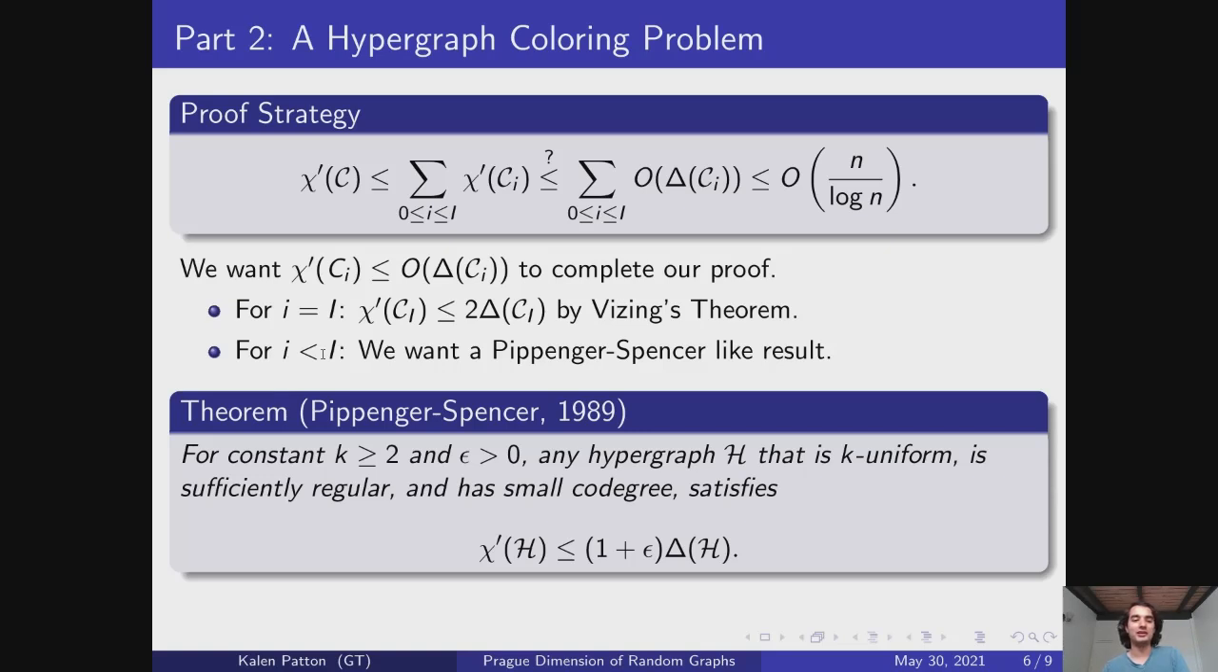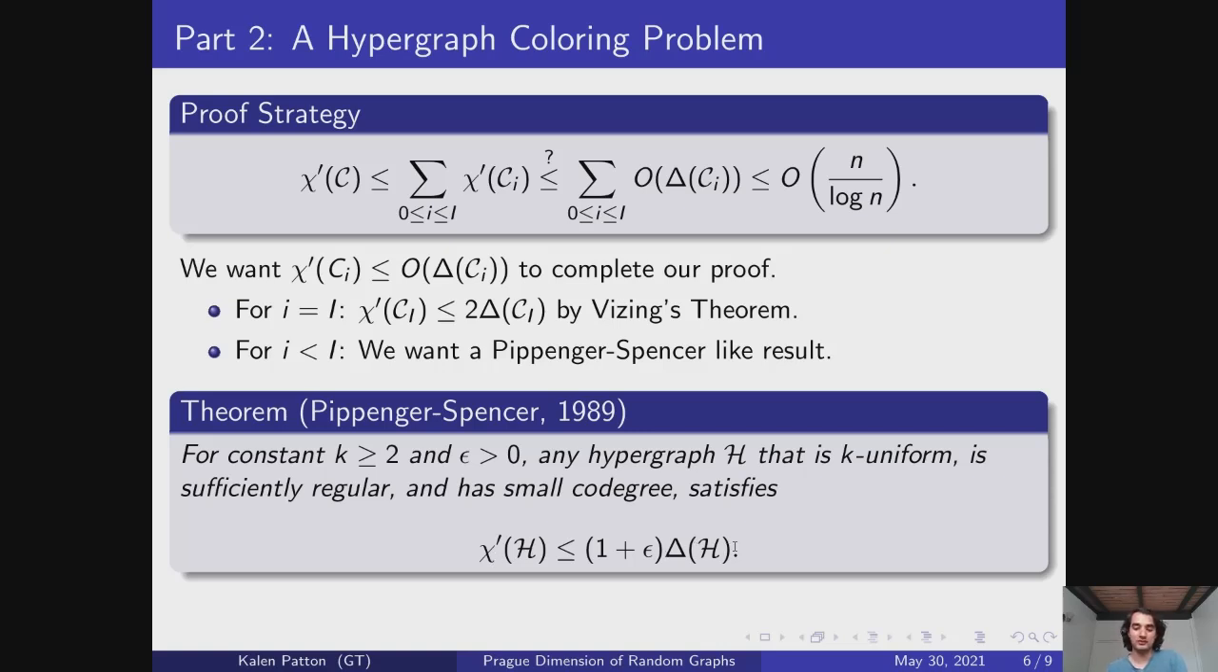However, for all other i, we have edges of size more than 2, up to even log n. So for these C_i, we want to apply a result like Pippenger-Spencer. Pippenger-Spencer is this theorem given at the bottom, which essentially extends Vizing's theorem to the setting of hypergraphs. Pippenger-Spencer says that for constant k, any hypergraph that is k-uniform and also is sufficiently regular and has small codegree satisfies that its chromatic index is at most 1 plus epsilon times its maximum degree. So this is saying that the chromatic index is indeed on the order of the maximum degree, which is exactly what we want.